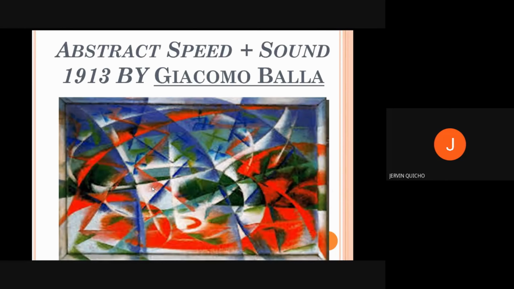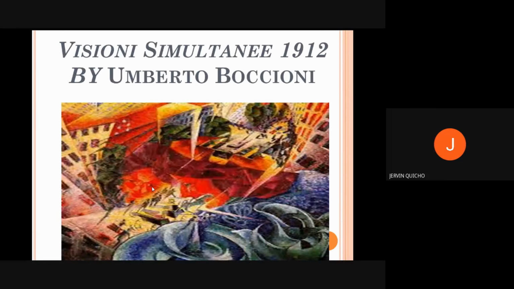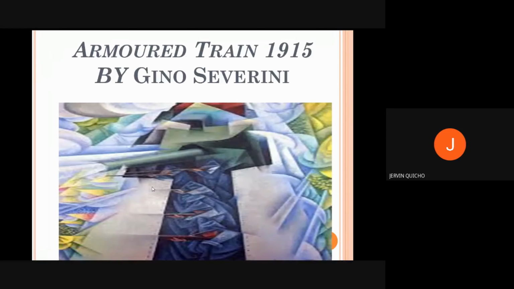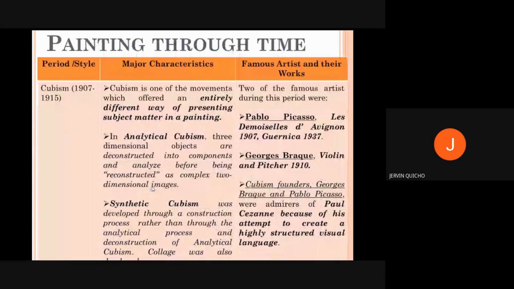In Abstract Speed, what we have is something to do with a car, how it looks alive, the motion studies that we have. So they move forward, they move fast in the futuristic style. So industrialization of the economics of the society. Here is The Funeral of the Anarchist. They wanted to protect the people and the government, and they don't care about outsiders and the people around them. So that is the armored car train also, the same juxtaposition, trying to show the futuristic style.